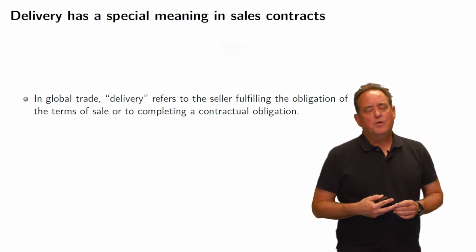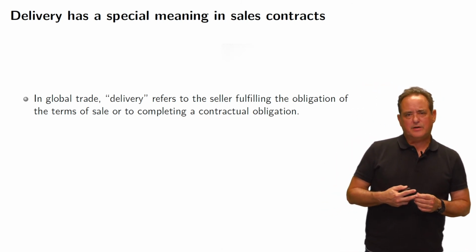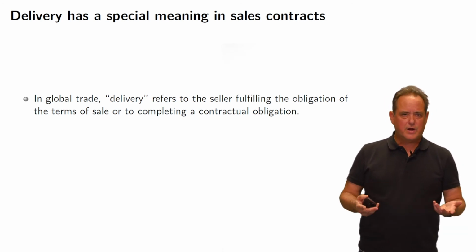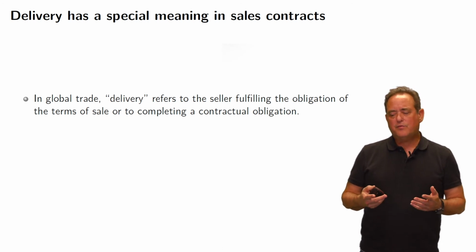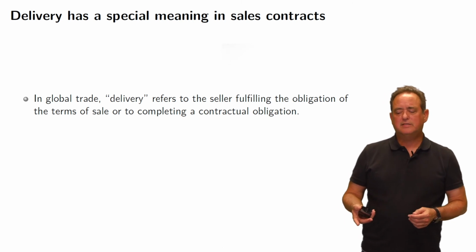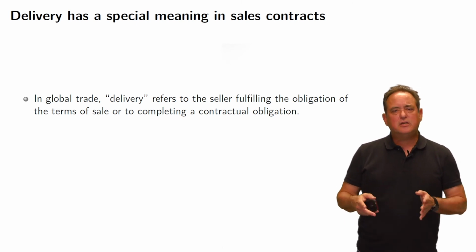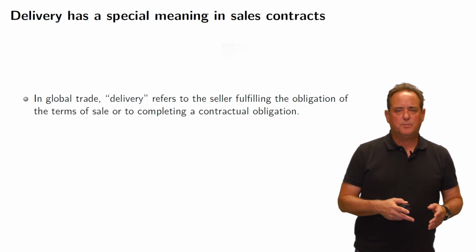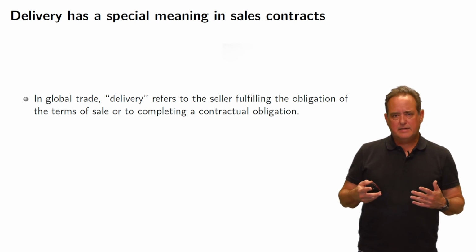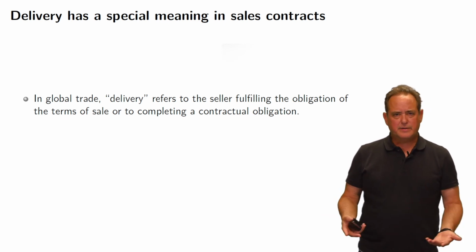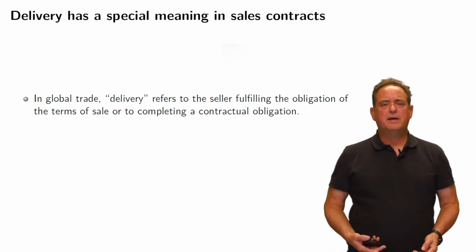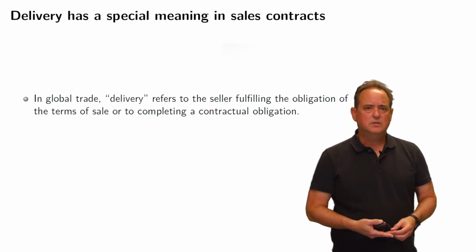Now, delivery. When we talk about delivery, that has a special meaning in sales contracts. In global trade, delivery refers to the seller fulfilling the obligations of the terms of the sale. The completion of the contractual obligation on the part of the seller is delivery. We think of delivery, of course, as something we know. You go to the store, you buy a bag of chips, and the cashier hands the bag of chips to you, and they have delivered the goods to you.